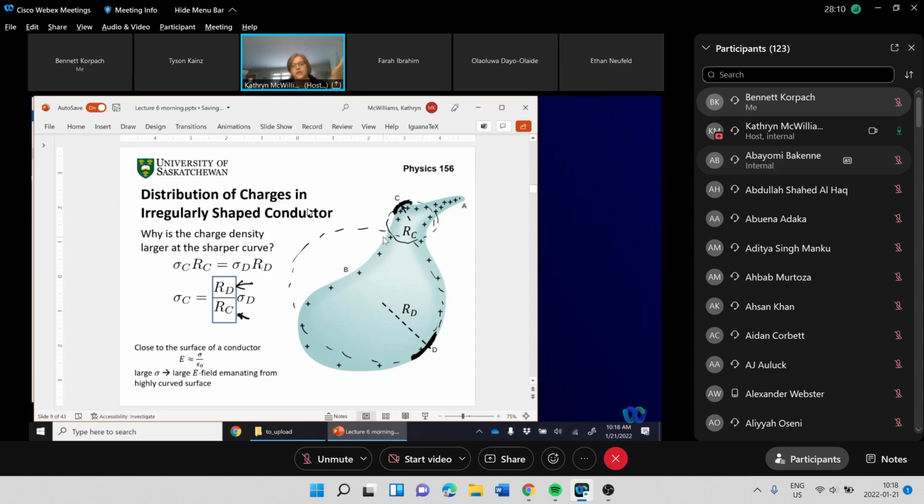Okay, so this tells us that the tighter the curvature of the surface, the more charge sits there per unit surface area. Does that make sense? Anybody got any questions there? So in a question, would we just be told that they're connected by a wire, and that's the only time this would apply?